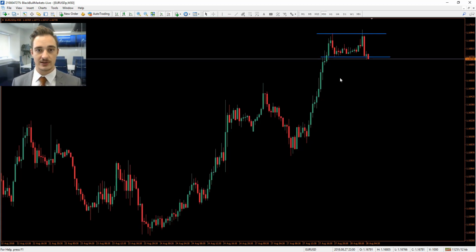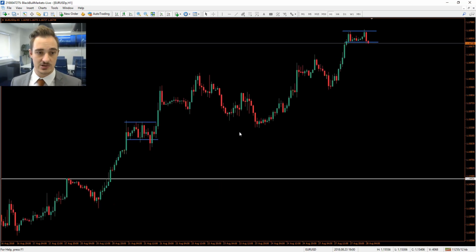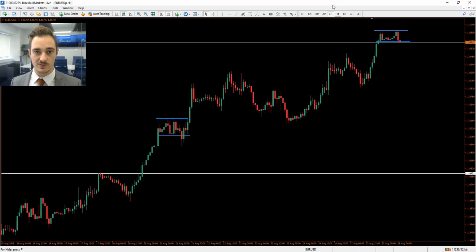So here we've got a bit of a consolidation. This is on the 30-minute bar chart. We do have a break, so it does look like it has a double top. Coming to the 1 hour, you can see it is a big uptrend, so we will see what happens. This could just be a retracement.